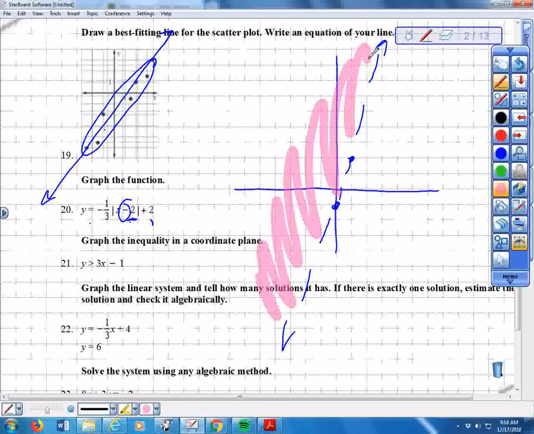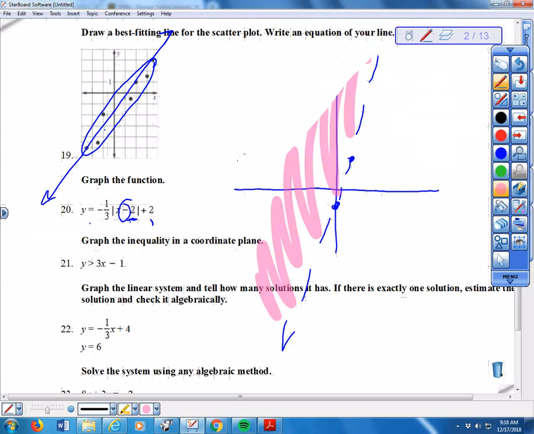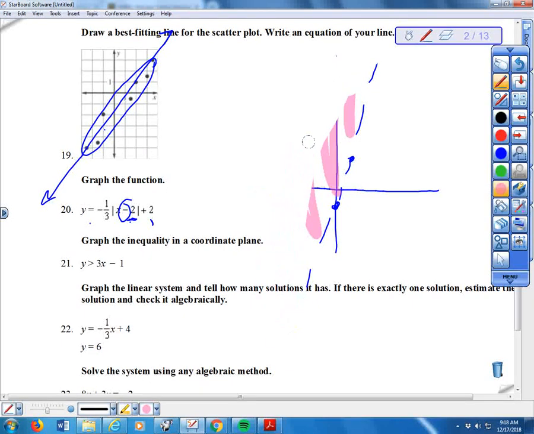Drop my pen. Doing a magic trick. I honestly didn't even see her graph it.